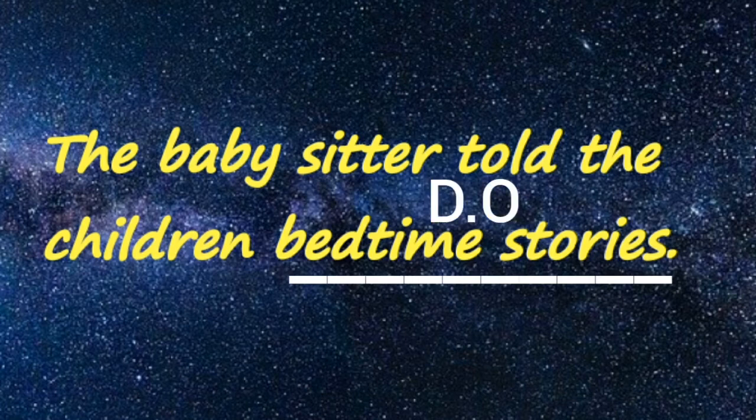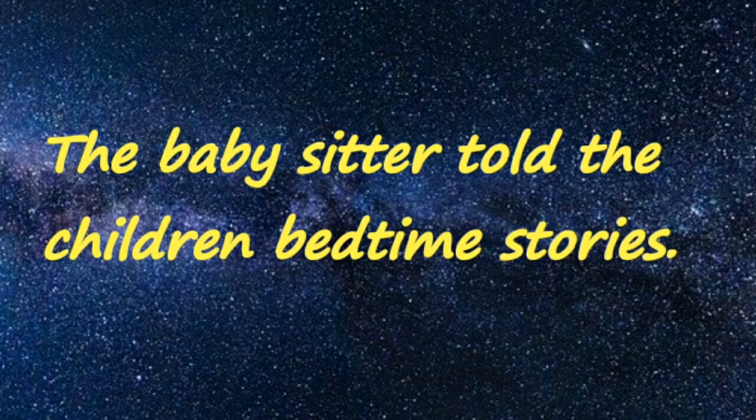Now we can ask to whom. To whom did the babysitter tell the bedtime stories? Children. Children is the indirect object here in the sentence. So children is the recipient of the direct object bedtime stories.